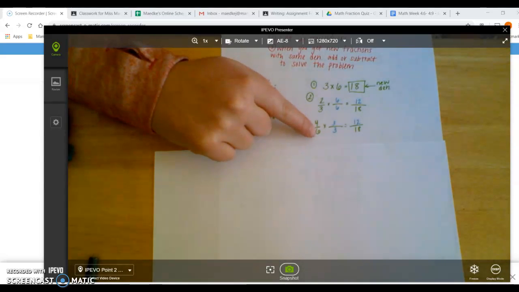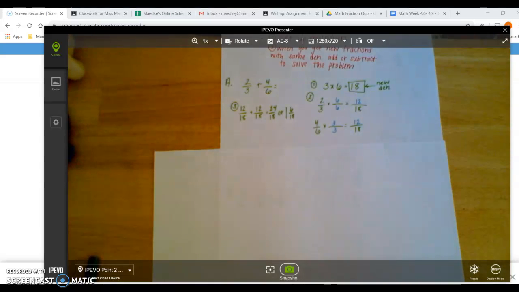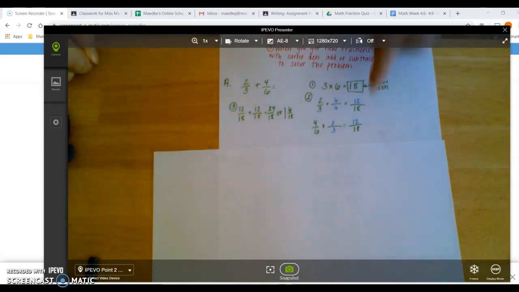Same thing down here, we ask ourselves, 6 times what number gets us to 18? We know 6 times 3 gives us 18, which means if I have a 3 on my bottom, I have a 3 on my top, and I multiply to get 12. Just so happens they are the same fractions. So my new fractions that I have are 12/18 and 12/18.